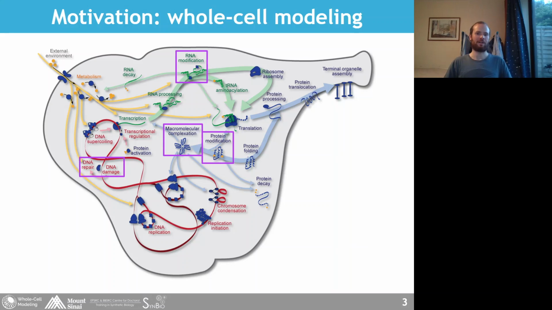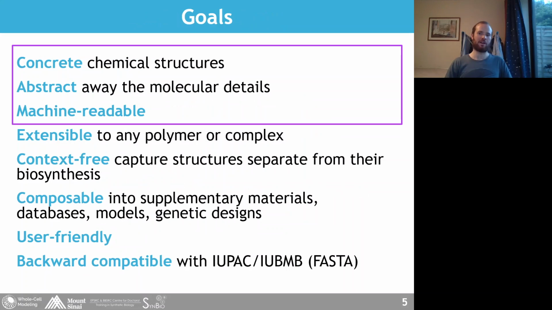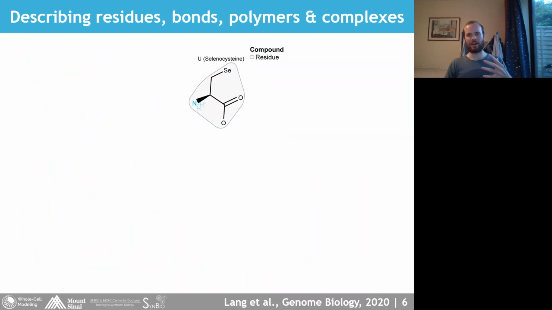And as we know, in cells we not only find canonical polymers, we also find modified polymers, and we need to describe them. There were already formats out there, but molecular formats had the issue that they poorly scaled to macromolecules, and formats for macromolecules were typically chemically ambiguous. So we set out to create a format that concretely describes chemical structures, abstracts away the molecular details, and is machine and human readable. And on the next slides, I'd like to show you the idea of this format.